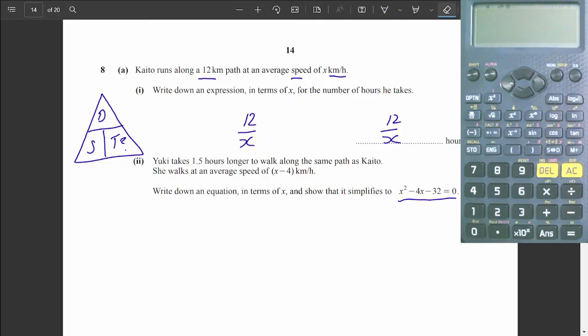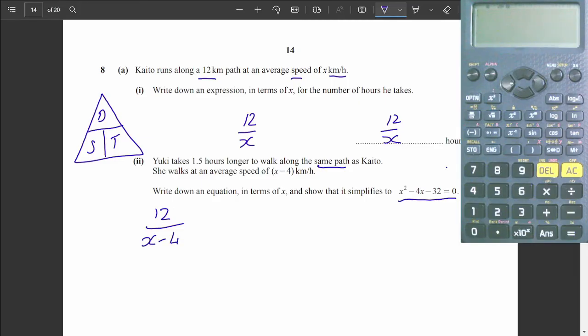We've got the time it takes Kaito. So let's work out the time it takes Yuki. Again, we need to take the distance, which is the same path. So for Yuki, it's going to be 12 divided by the speed, that is x minus 4. So this is the time it takes Yuki.